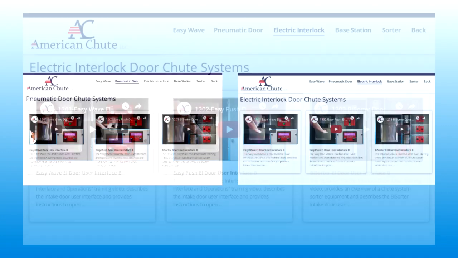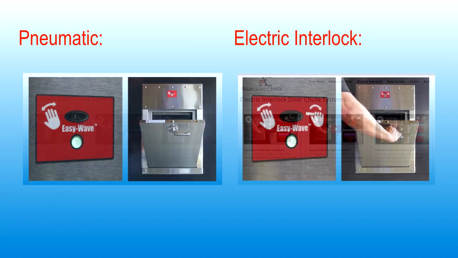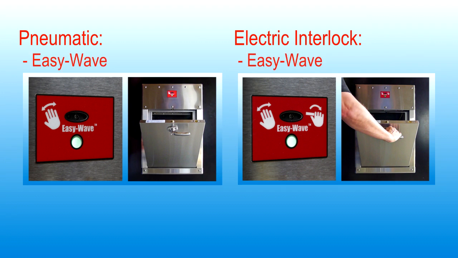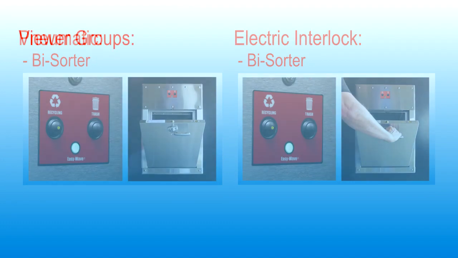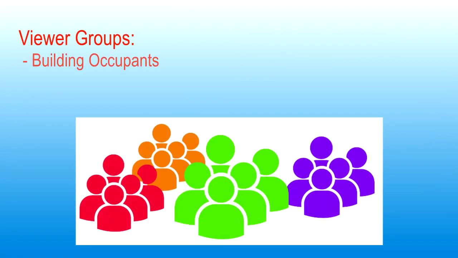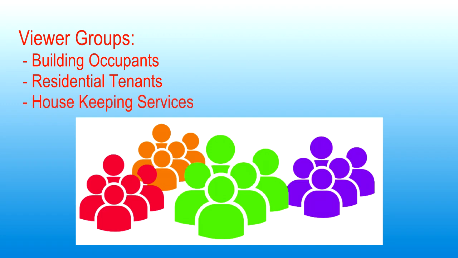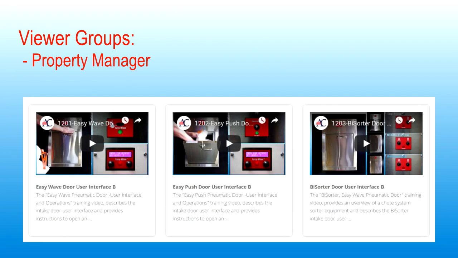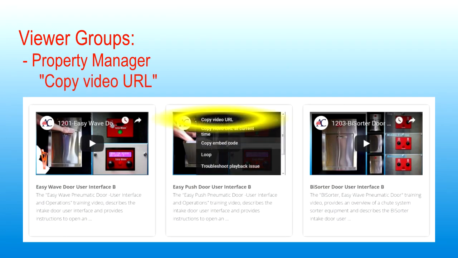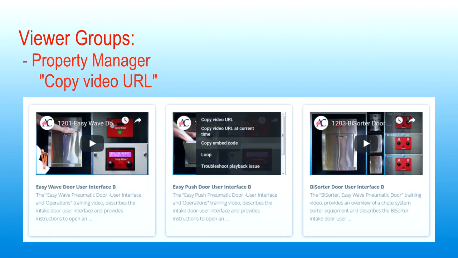And within each series, there are separate videos for each type of user interface: Easy Wave, Easy Push, Buy Sorter, etc. A group of viewers such as building occupants, residential tenants, or housekeeping need only view the one intake door user interface video that matches the specific type of door installed within their building. For this group, property managers could share a link to the appropriate video, possibly as part of a tenant information packet, which would help streamline the selection process.